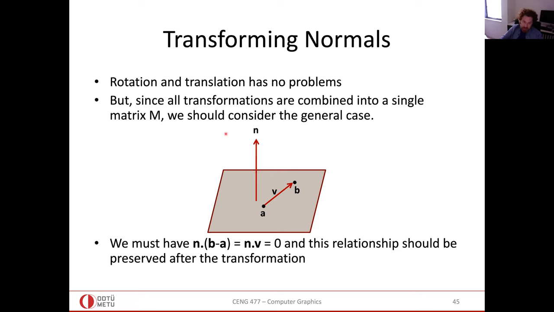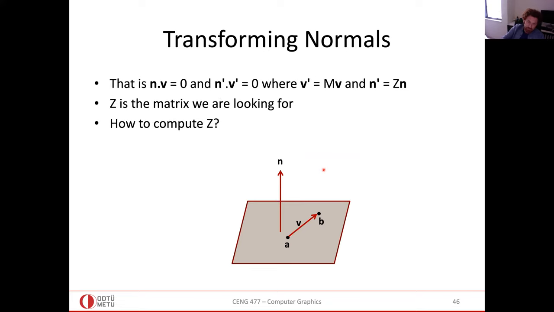And here is how I handle it. Actually, it depends on this dot product again. So if n is my normal to be transformed, and v is a vector on my plane from A to B, then n dot v is 0, right? That means the dot product, because they are perpendicular. The scalar projection of n on v, or the scalar projection of v on n, is 0. So that is n dot v is 0.